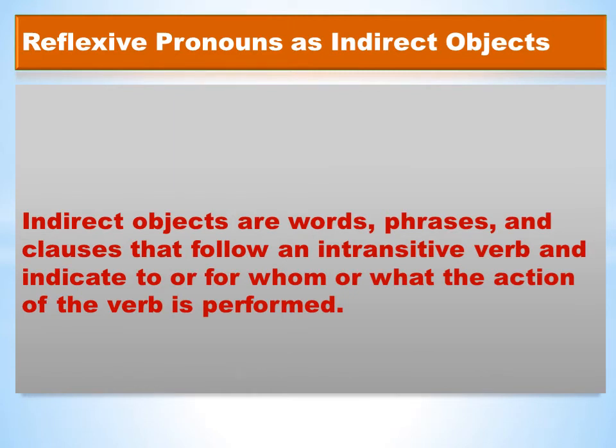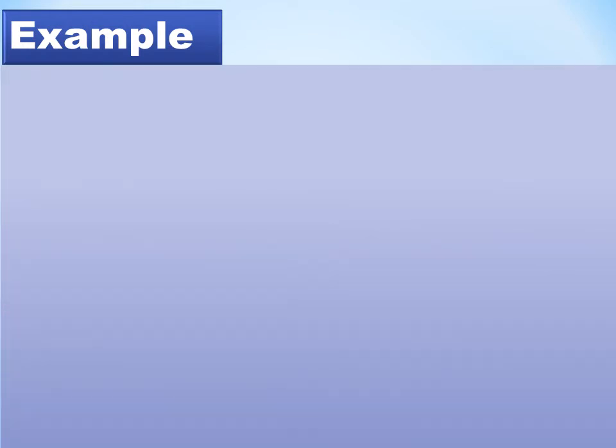Indirect objects are words, phrases, and clauses that follow an intransitive verb and indicate to or for whom or what the action of the verb is performed. For better understanding, let's see some examples where the reflexive pronouns are used as indirect objects. The first example is, I purchased myself some home appliances.